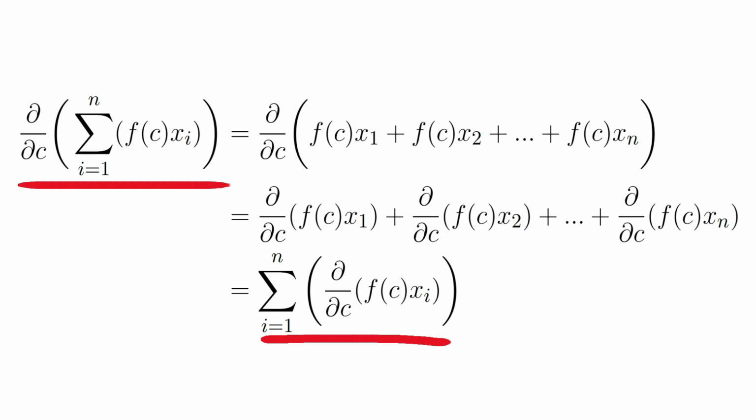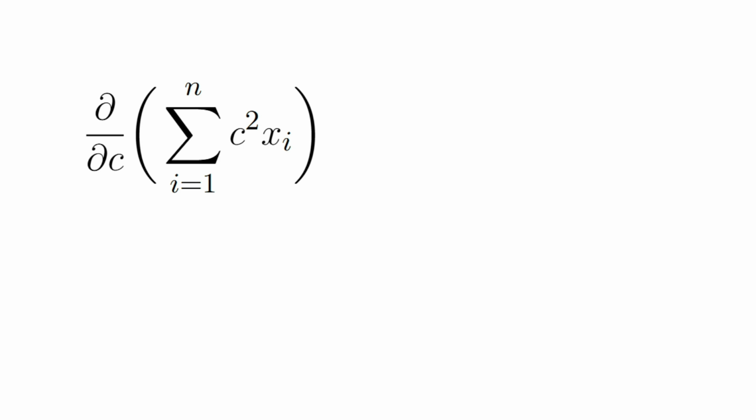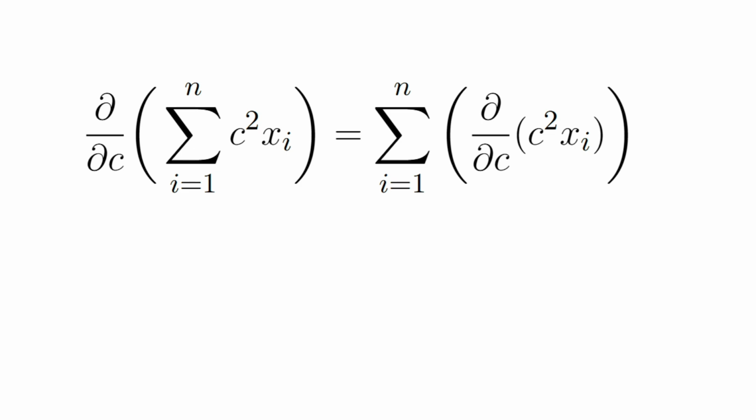Let's now go over an example of this problem in this page. Suppose f of c is c squared. And that means that the particular summation that we're trying to deal with right now is this one right here, where instead of f of c, we now have c squared. So here we want to differentiate with respect to c the sum of xi's multiplied by c squared. Well, since the differentiation operator can go inside the parentheses, we have this term on the right-hand side. And now if we differentiate c squared times xi with respect to c, we'll get 2 times c times xi, so we'll end up with this term on the right-hand side.